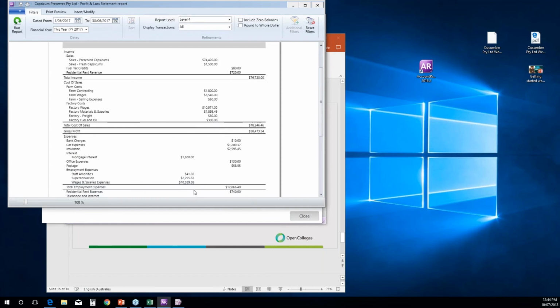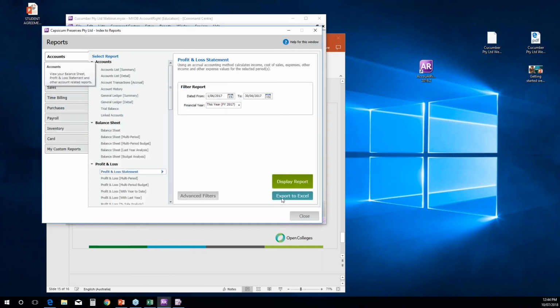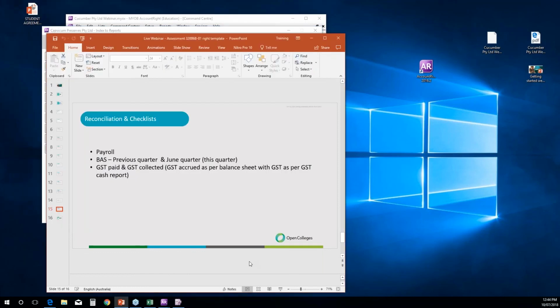All together, you have to add them up from the P&L wages and make sure this is the same as your payroll report. I will not go into details of the payroll reconciliation, but if you have questions, you can make an inquiry to the BAS assessor, and they will tell you how to reconcile them. The BAS previous quarter, there is no issue in here, I think.